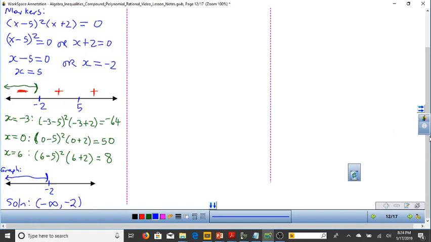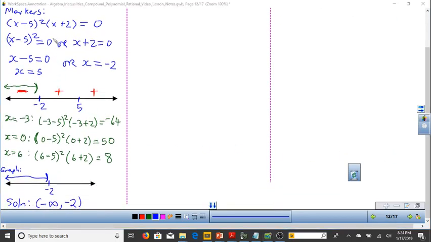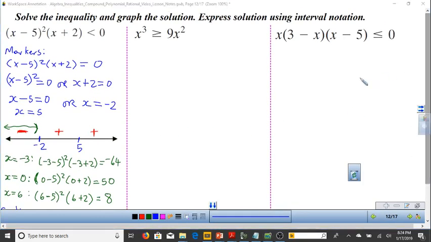And again, you can check with other numbers. So that's why, again, you have to be very careful about jumping to conclusions here. Make sure you check all your solutions.